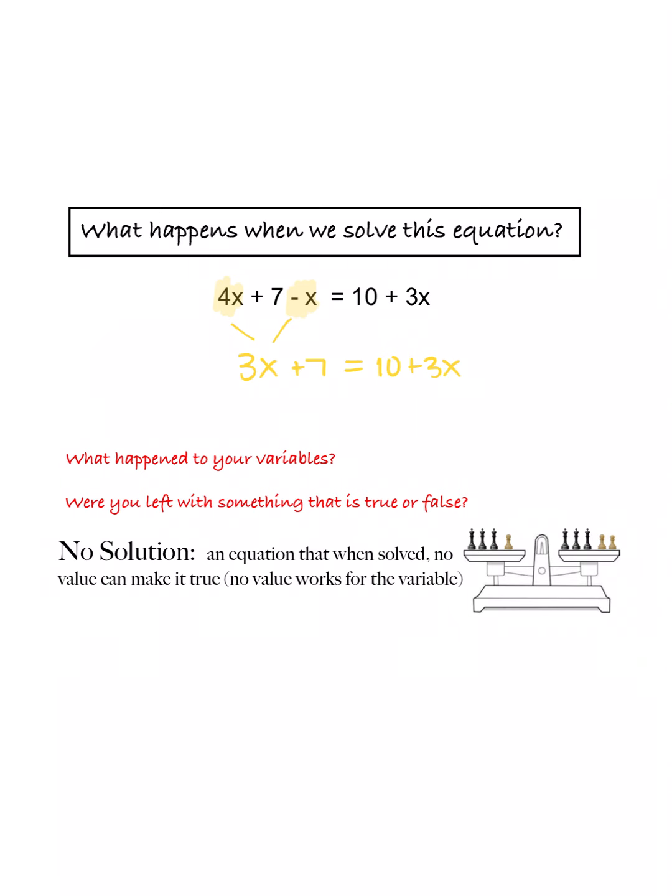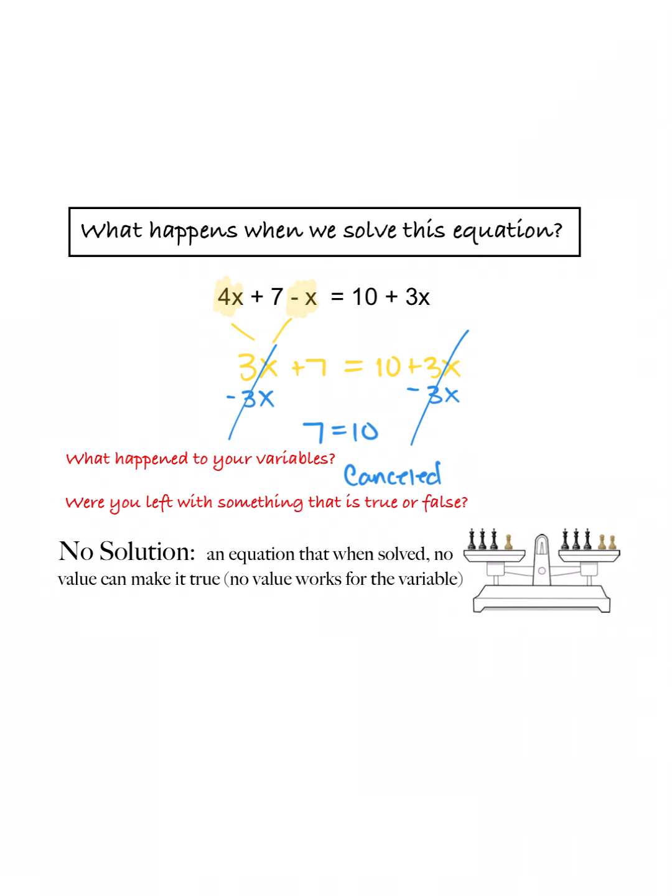Let's combine like terms. So we are going to work backwards here, combine the x's, subtract this 3x. Notice my 3x's, they cancel again. 3x minus 3x cancels on both sides. So I'm left with 7 is equal to 10. So what happened to our variables? They canceled.